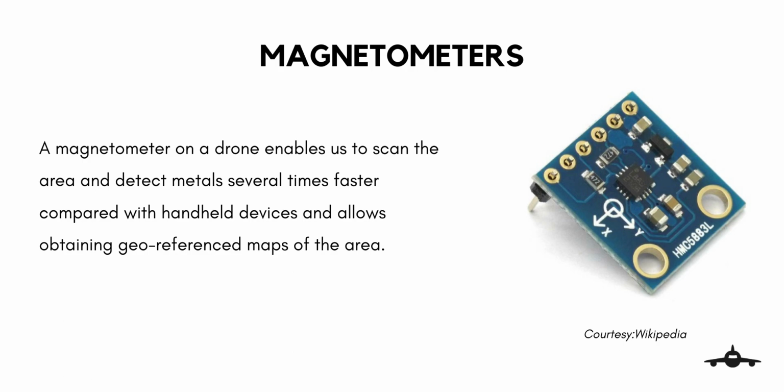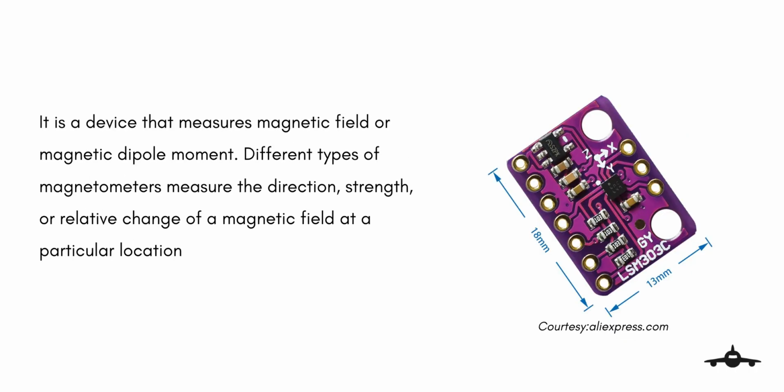Using a magnetometer on a drone enables us to scan the area and detect metals several times faster compared with handheld devices and allows obtaining geo-referenced maps of the area. They have superior accuracy and response time characteristics while consuming significantly less power than alternative technologies. They are very well suited for drone applications.